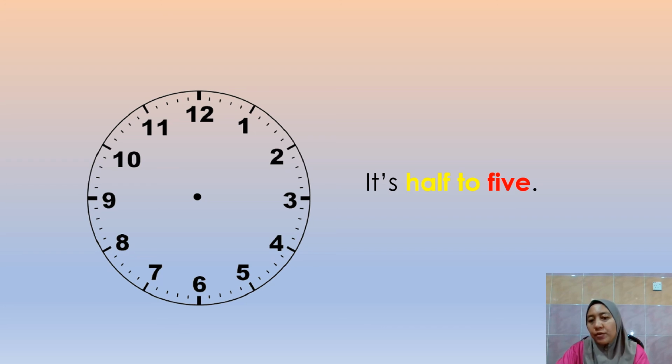Half to 5. Okay, half to 5. Half earlier means 30. So if you see the word "to", don't waste time, just subtract straight away. So 60 minus 30 equals 30. Okay, 5, 5 minus 1. As soon as you see "to", minus 1. So 5 minus 1 equals 4. So the time is 4:30. Okay, the time now is 4:30.